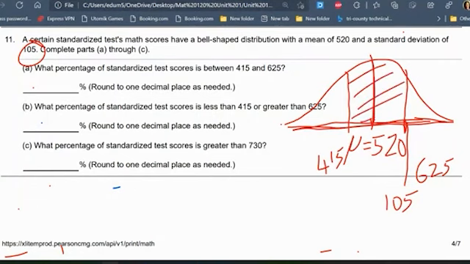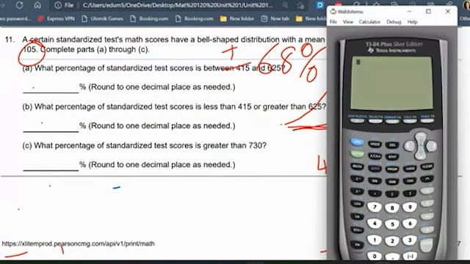415. I'm going to shade the area. According to the empirical rule, plus or minus 1 standard deviation of any data that is normally distributed is equal to 68%. Within means plus or minus. The shaded region is 68% of the data. What percentage of the test scores is between 415 and 625?